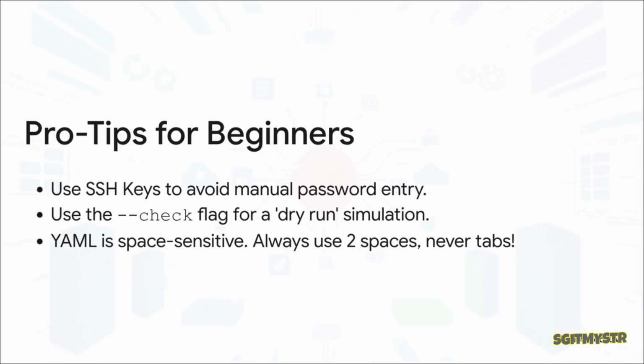And here are 3 tips that will absolutely save you from future headaches. First, set up SSH keys. It'll stop you from having to type passwords all the time. Second, use the --check flag. This does a dry run and shows you what Ansible would change without actually doing anything. And finally, and this is the number one rookie mistake, YAML is all about indentation. Always use 2 spaces. Never use tabs. Trust me on this one.